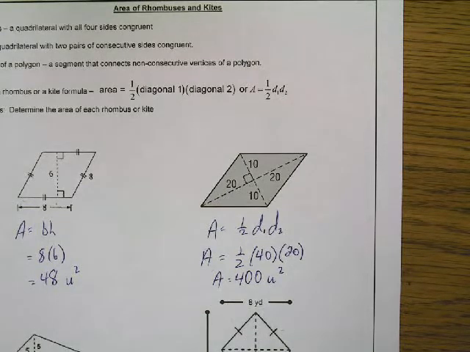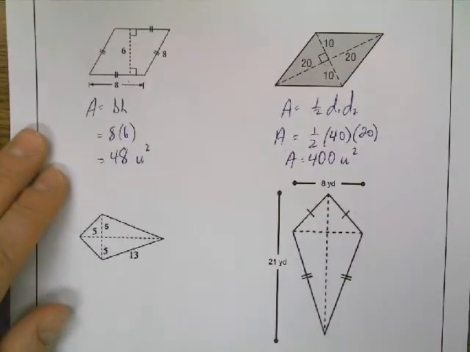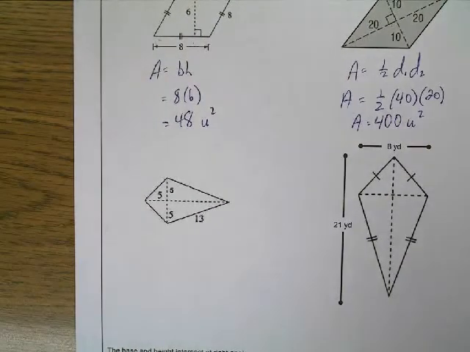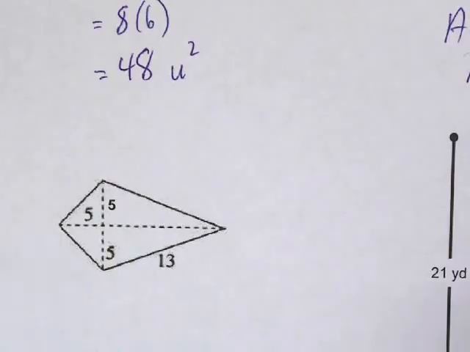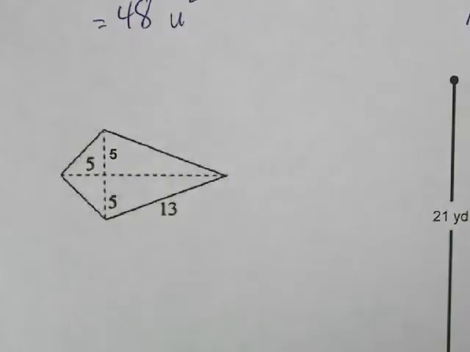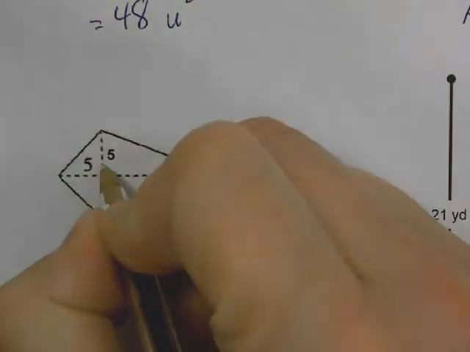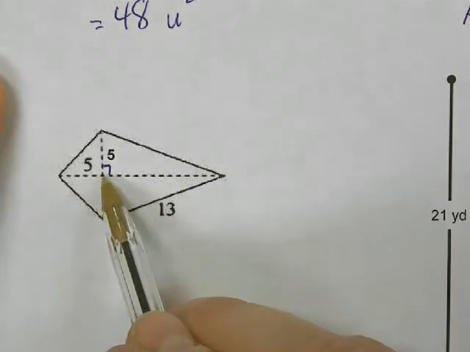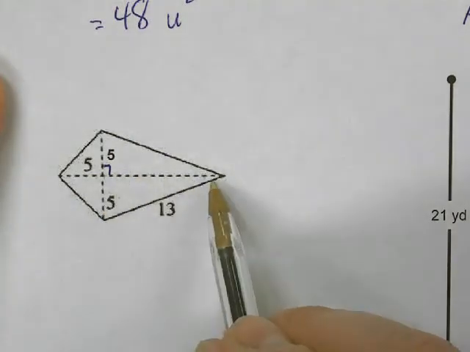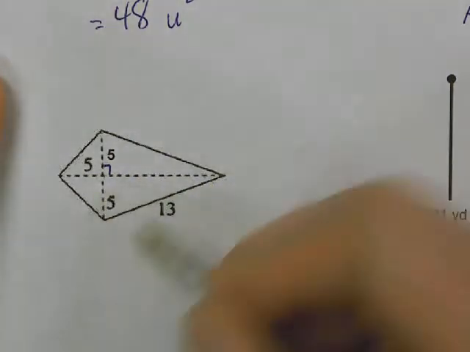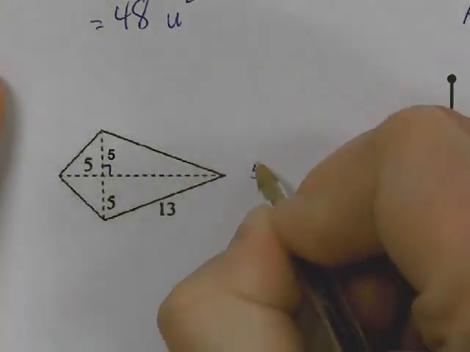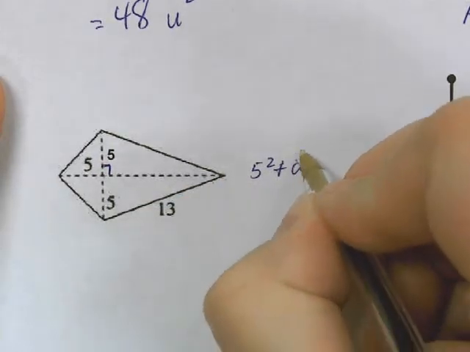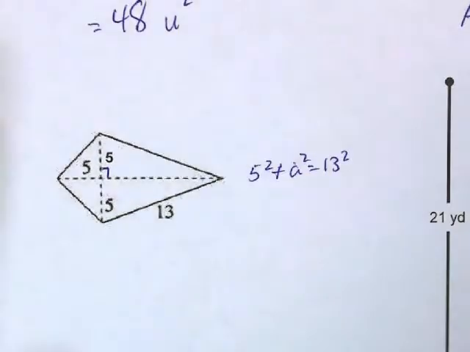All right, the next 2 are kites. I'll move those up so you can see them. The first one here, I'll zoom in on this. In a kite, that is a right angle. So you have this missing segment here that you need. And you will use Pythagorean theorem to find it, and we'll just say 5 squared plus a squared equals 13 squared.